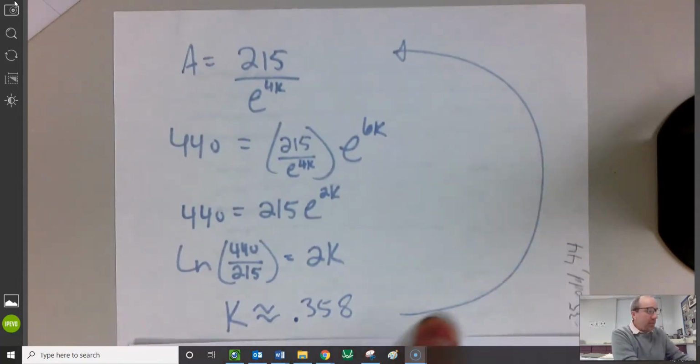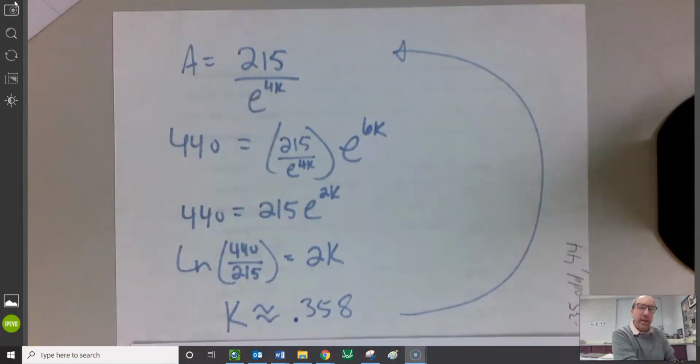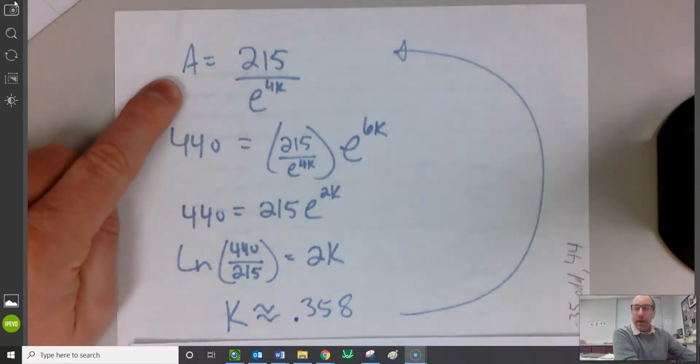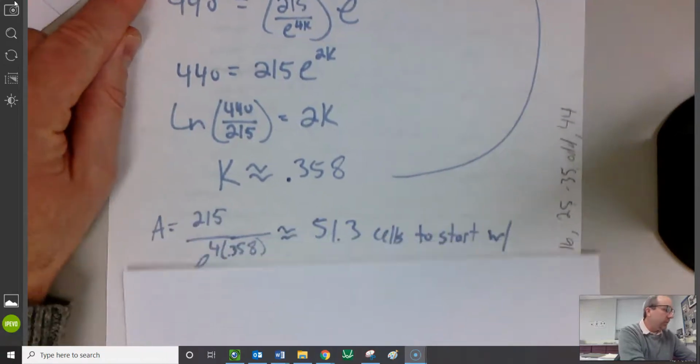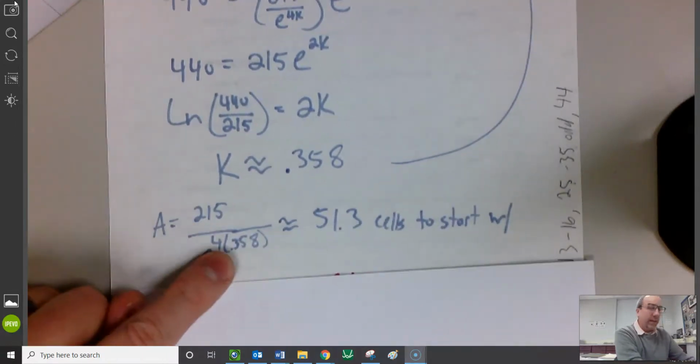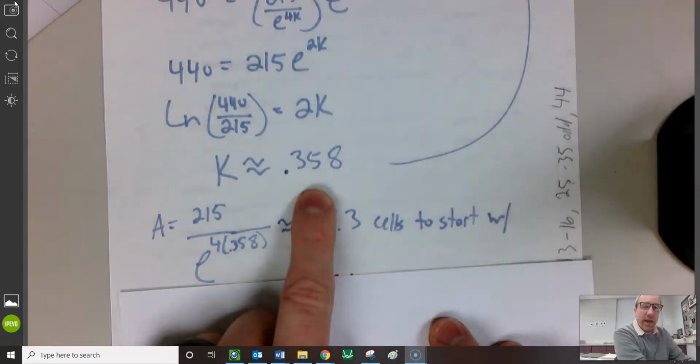I can back substitute now and go back and say, well, if I know k is 0.358, I can jam that into my calculator and I can figure out how many bacteria there were to start with. So I'll do 215 over e to the 4k power, just about equal to 51.3 cells in this bacteria to start with. That's it. We have A now. We have K now.